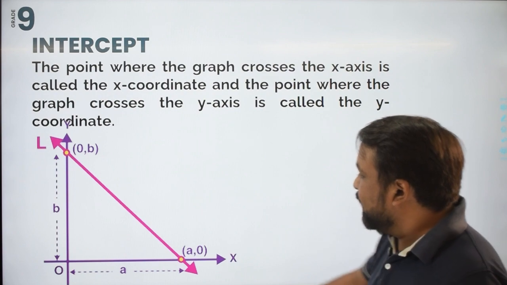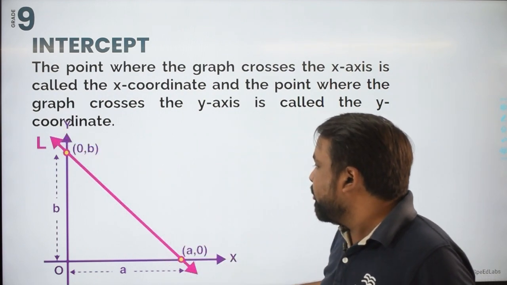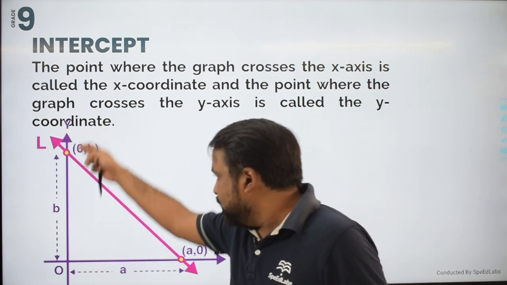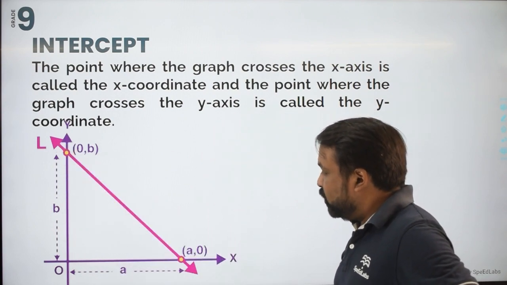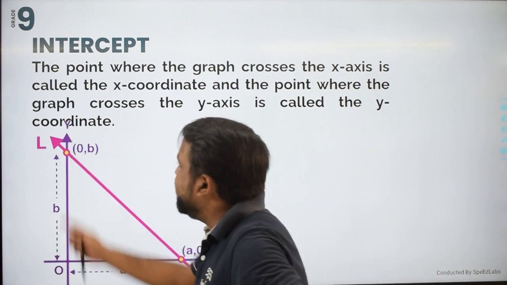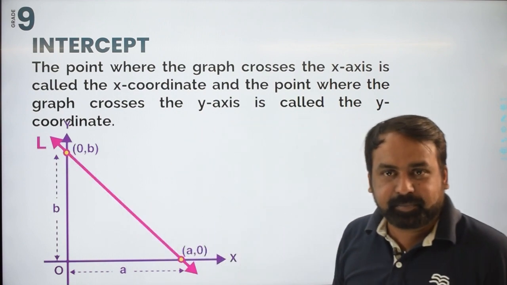So we can see here, let us suppose that this is that particular line. Here the length is a, and on the y-axis the length which is cut by this line is b. So this coordinate will be (a, 0), and this coordinate will be (0, b) here. Fine.